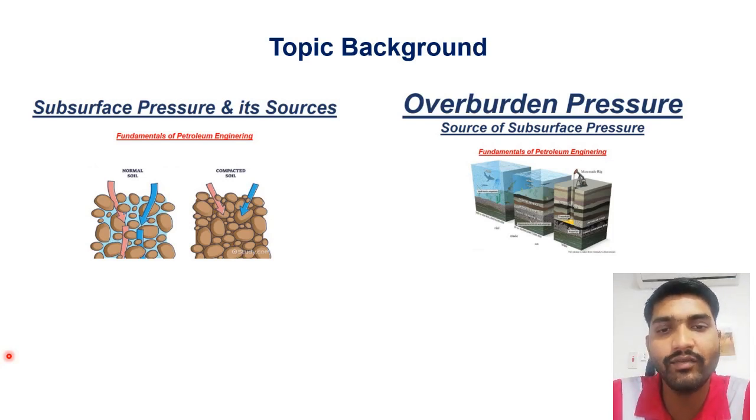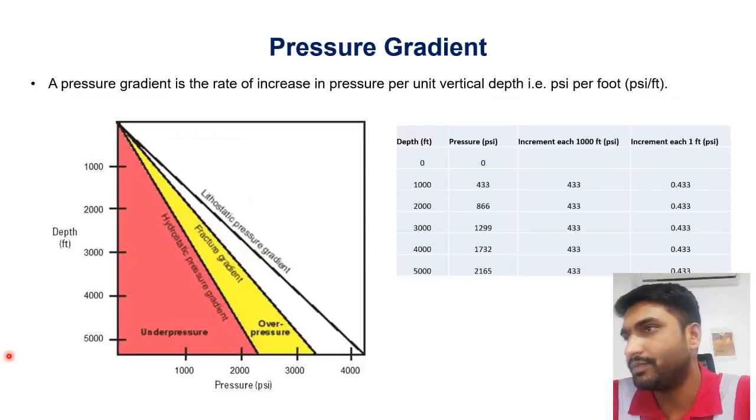As you know, we have started a discussion about pressure, the different types of pressures which we encounter in the oil and gas industry. To understand the concept of pressures in the oil and gas industry, we discussed subsurface pressure, then its sources, then overburden pressure. Now continuing the same topic, that is formation pressure, we will see pressure gradient.